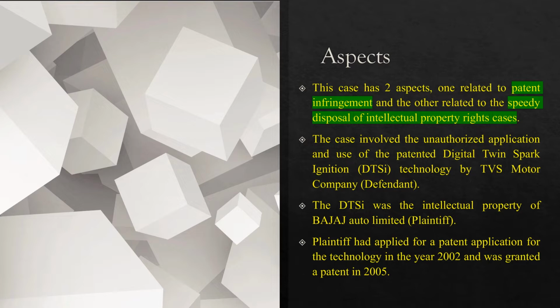So the DTSI was the intellectual property of BAJAJ Auto Limited, who is the plaintiff. The plaintiff had applied for a patent application for the technology in the year 2002 and was granted a patent in 2005. These are some aspects of the two renowned companies.